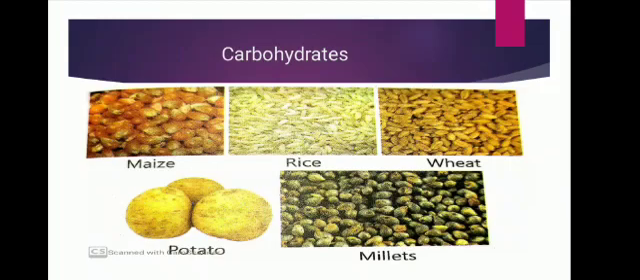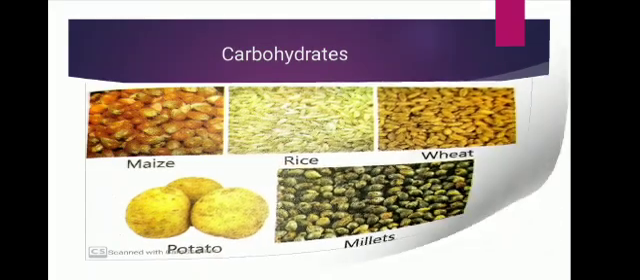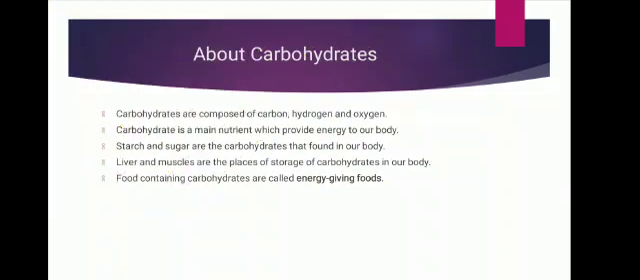Maize, rice, wheat, potato, millets are rich in carbohydrate. Carbohydrates are composed of carbon, hydrogen and oxygen. It is the main nutrient which provides energy to our body. So the carbohydrate plays a very important role in providing energy to the body. The 2 main carbohydrates that we discuss here are starch and sugar.